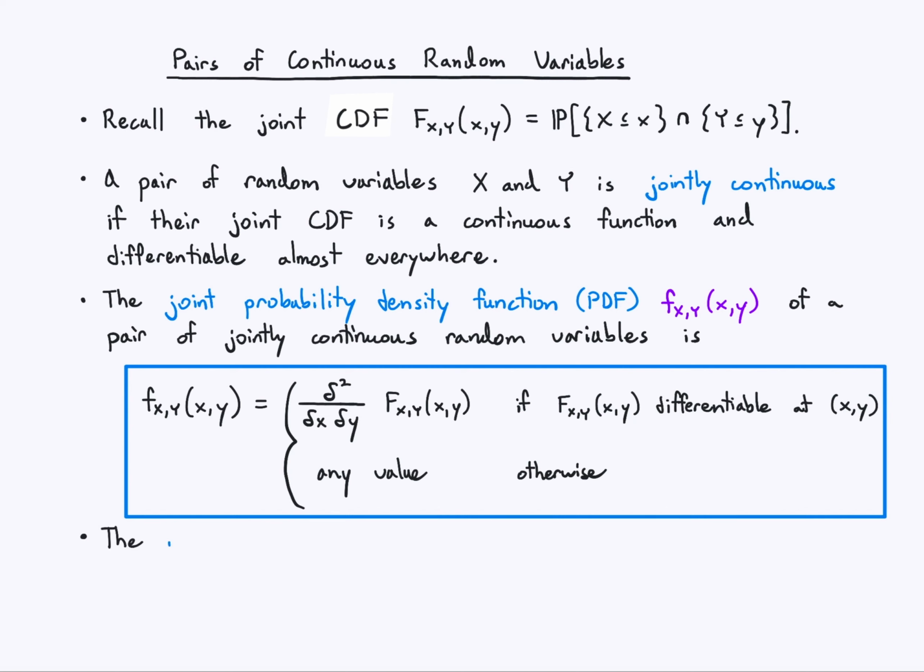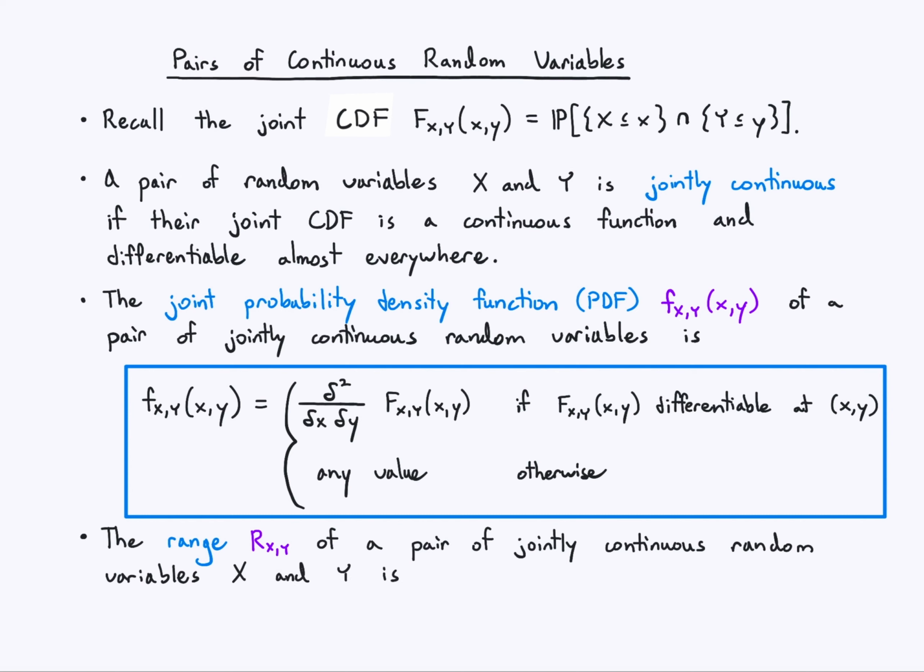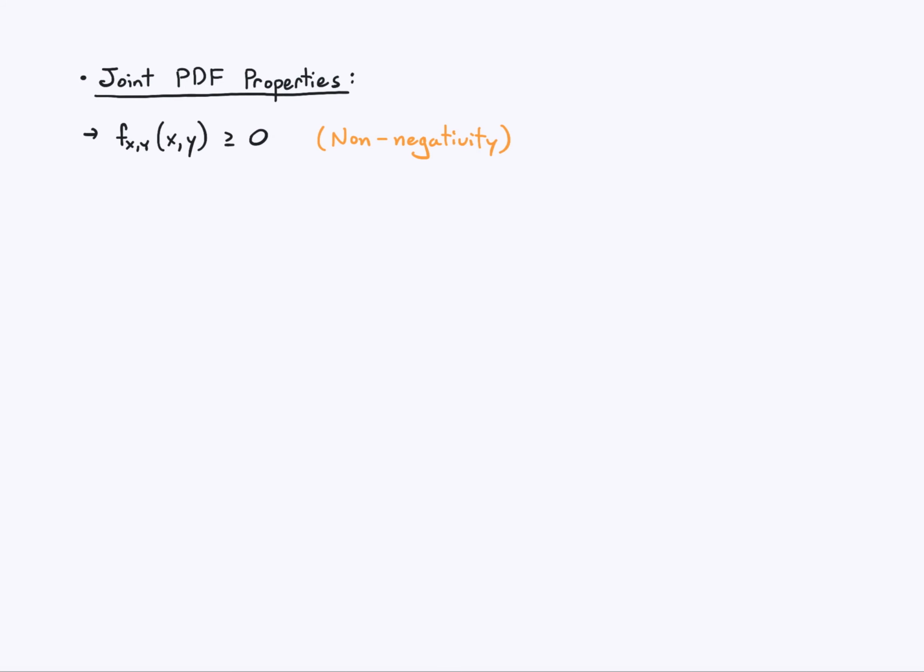Okay, the range Rxy of a pair of jointly continuous random variables is just what you would expect it to be. It's the set of values where the joint PDF is greater than 0, so where it actually has positive values. Okay, so that's basically where the random variables are allowed to lie. Okay, so we have the usual properties, so we're going to look at how those appear in the form of the joint PDF. It can't be negative, so it's always greater than or equal to 0. If I integrate it across x and y for the full range minus infinity to infinity, I'll get 1. So it normalizes to 1.